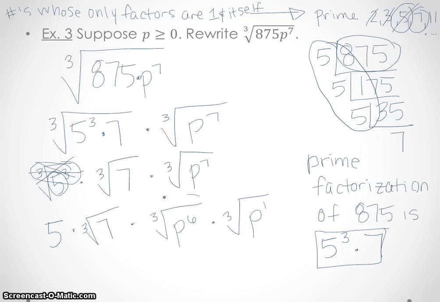And the reason I did that was because then I can simplify this part here, because 6 is divisible by 3. So if I take the cube root of the 6th power of p, that would be 6 divided by 3. That'd be p squared times cube root of p. Okay, that's the p's. Now we still have to bring this stuff down. So 5 times the cube root of 7 times p squared times the cube root of p.